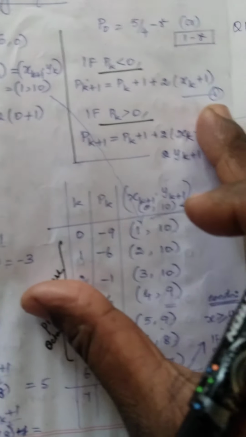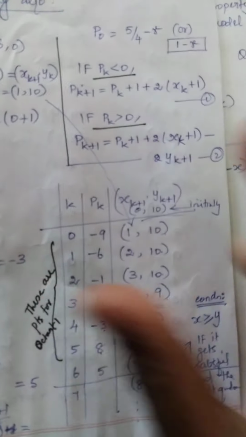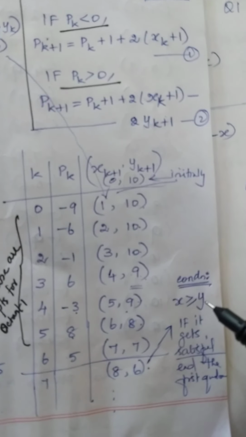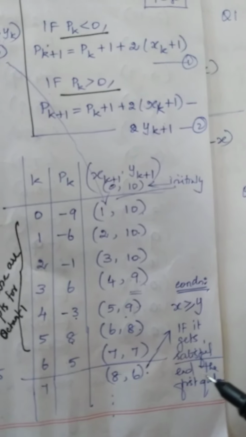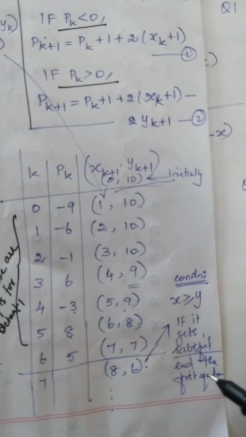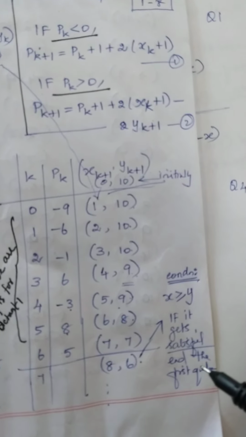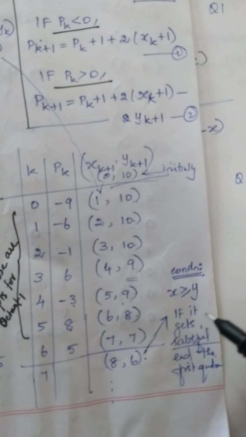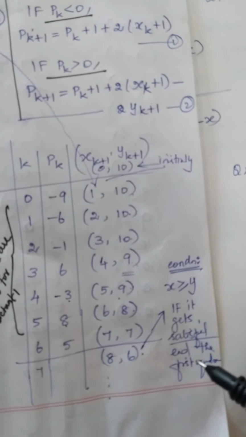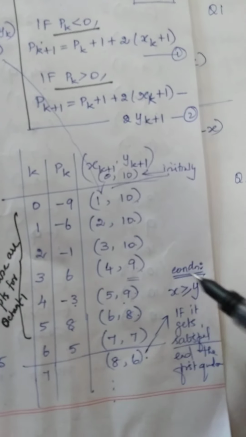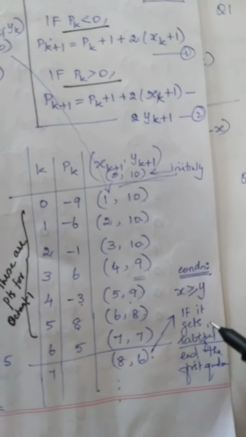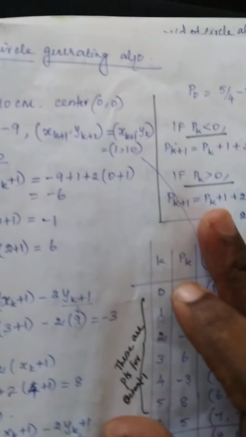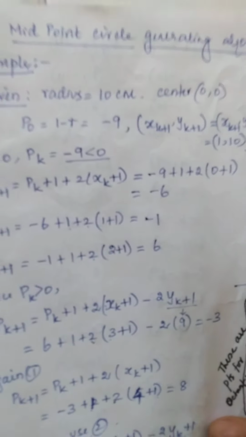Now let's start. And another condition: when x is greater than or equal to y, we need to stop the process. That is, the algorithm will stop. The algorithm calculates all the points of octant 1 and terminates. If this condition gets satisfied, that will be the end of the first octant. Okay.